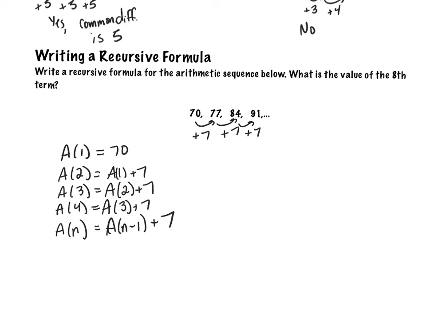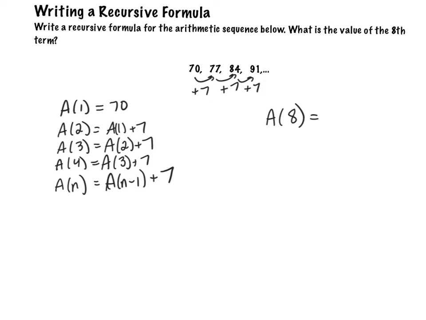And then if I want to find a sub 8, the 8th term of the sequence, I need to find 5, 6, and 7 first. So I have that question mark up there. I want to find 5, 6, and 7. So we're going to go down here and say, well, A5 is A4 plus 7, and I know that A4 was 91. So 91 plus 7 gives me 98.